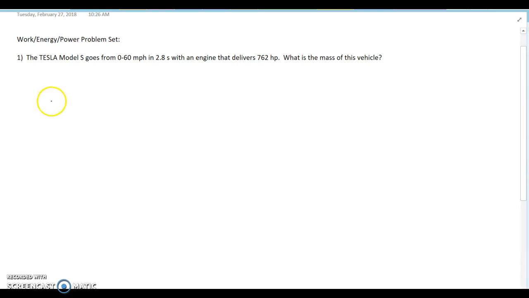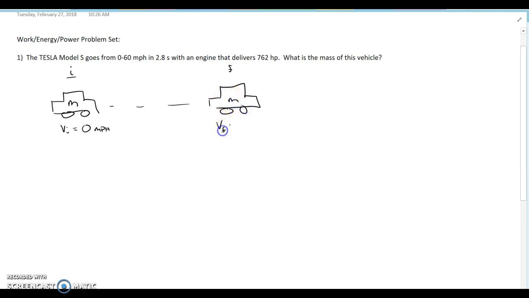You have a car that's starting at rest. So I'll draw a little picture here. And this is our initial scenario where we're starting. The car has some mass, which we don't know. It has an initial velocity of 0 miles per hour. In our final scenario, the car moves forward. Same car, but now it has velocity. It has 60 miles per hour of velocity. And the time it took for this to happen was 2.8 seconds.